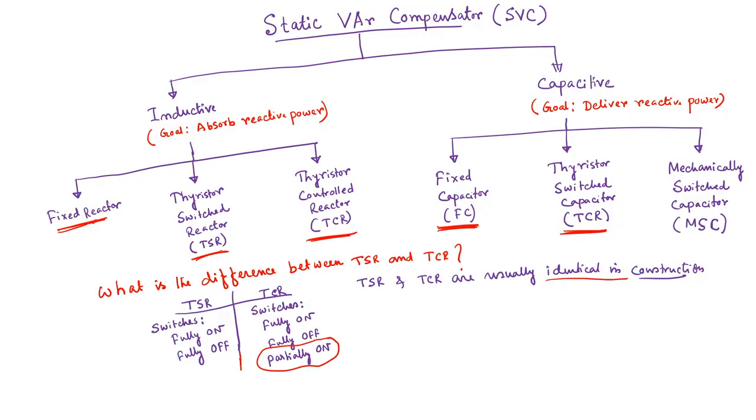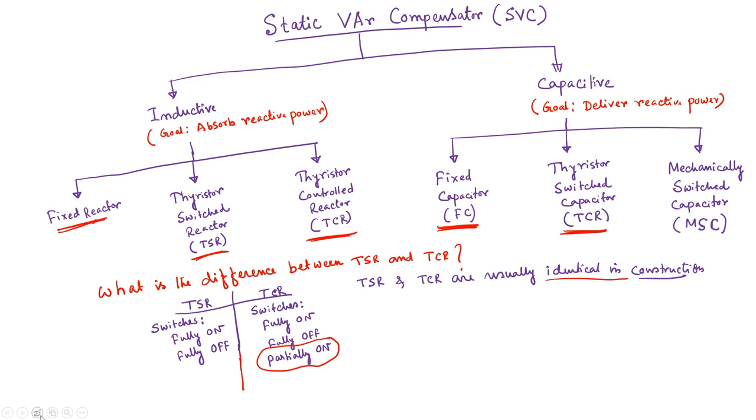Okay. So, therefore, in case of TSR, which is called a thyristor switched reactor, the thyristor switches will be operated as a simple mechanical switch, where we can either turn it on or turn it off, but we will never partially turn it on. So, in this TSR we do not have any harmonics, whereas this TCR always has high harmonics.